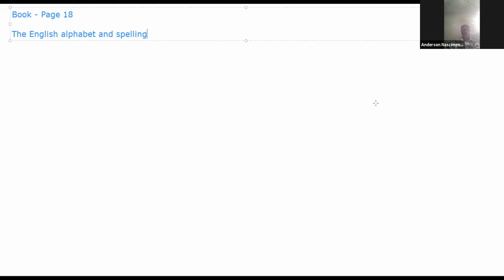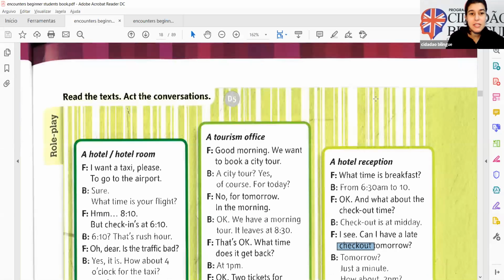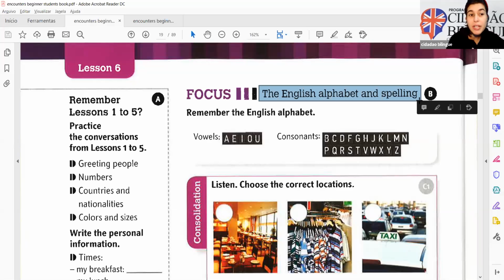So there's our book, right? Okay, lesson six. Oops, sorry. Lesson six. Okay, we have the English alphabet and spelling, which we already talked about. So you are a little familiar with it. So we hope it's going to be fun. Okay, it's going to be easier this time. So let's remember the English alphabet.